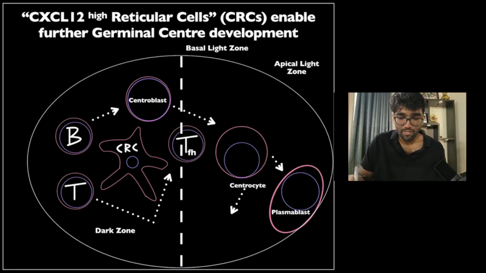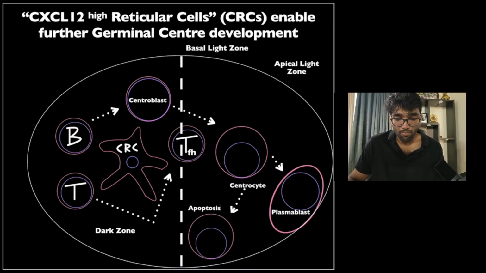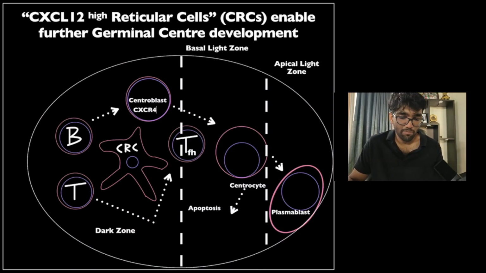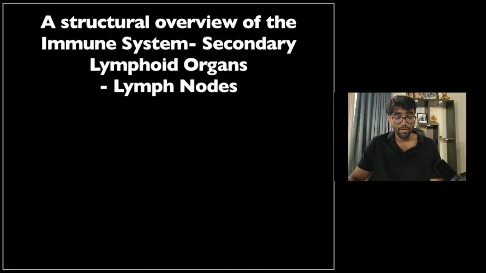Okay, the light zone is further divided into two parts, your apical light zone and the basal light zone. That is a specific discussion, we'll talk about it under antigen dependent B cell activation. Now, some centrocytes undergo apoptosis, whereas certain centrocytes are selected, and apoptosis happens within the basal light zone. Okay. Now, centroblasts and your T follicular helper cells are CXCR4 high, whereas centrocytes and plasmablasts are not. Okay. So this is exactly how a lymph node forms, and this is what a germinal center looks like, and this is why it has dark zone and light zones.